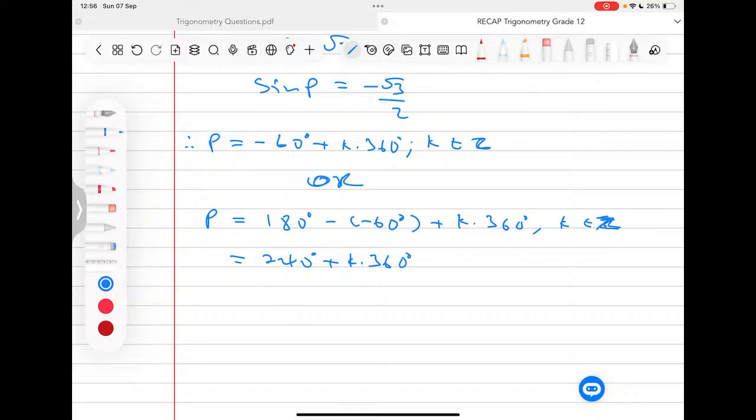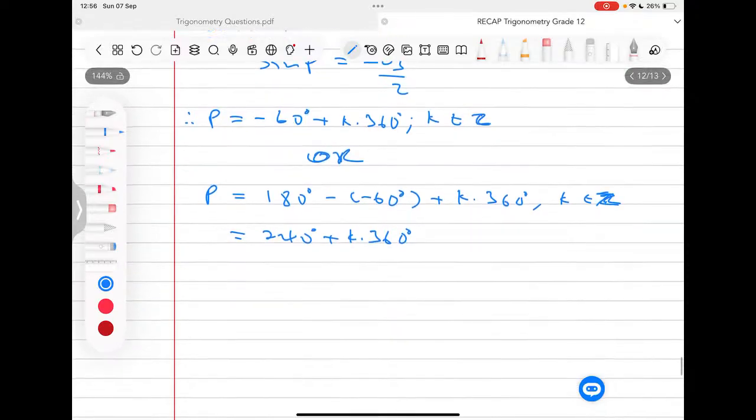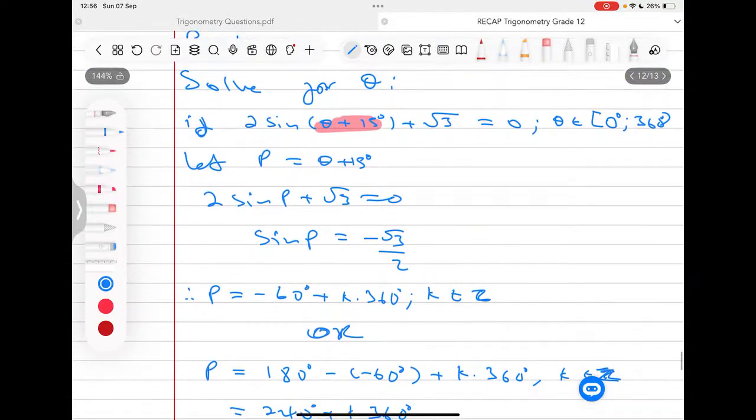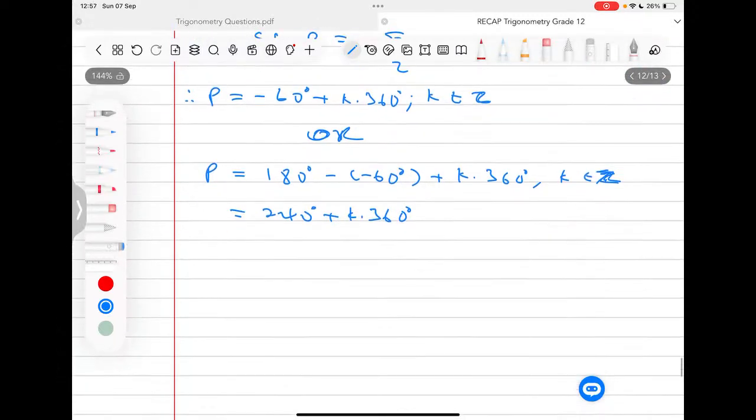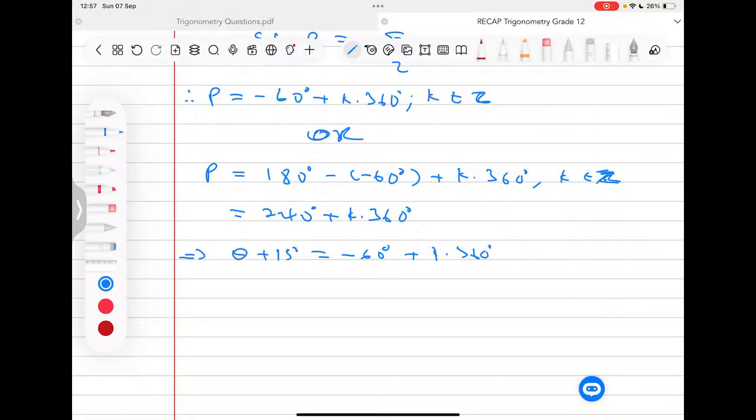Right? But we have to keep in mind that P is equal to, remember we said P is equals to theta plus 15, right? So if I take the first one there, I'm going to have theta plus 15 is equals to negative 60 plus K 360, right? And this would simplify to our theta being equal to what?